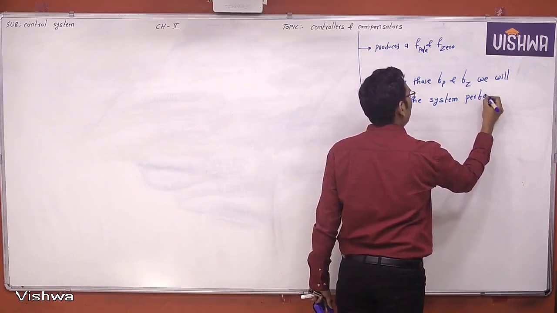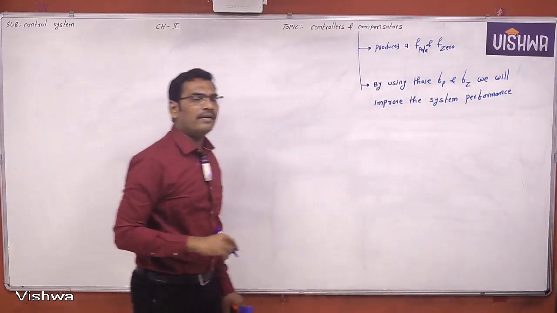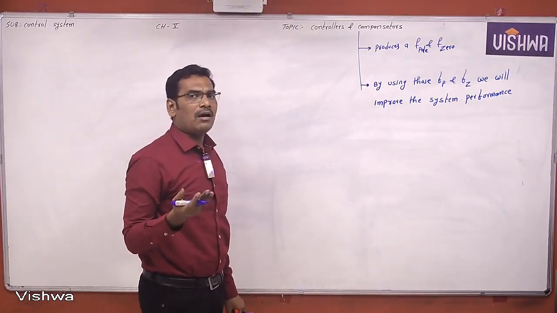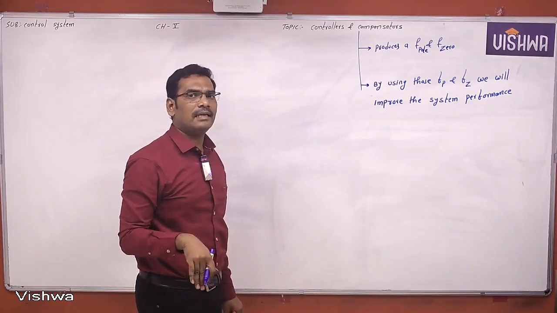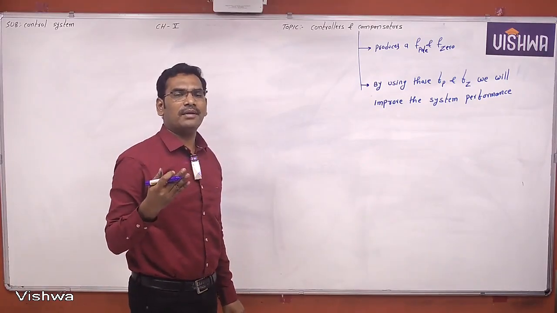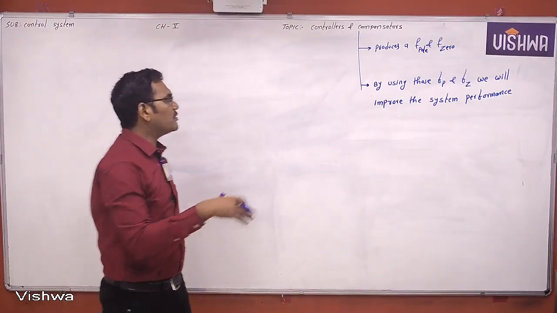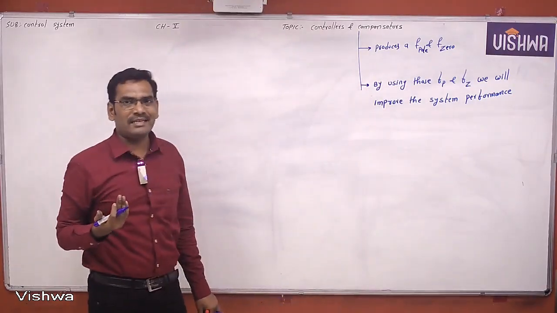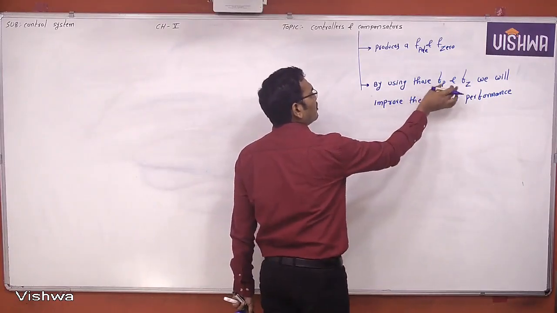So what is the meaning of that? We will improve the system performance, means what? It means it improves the stability, or it decreases the error, or it increases the system stability, or it decreases the system stability. So these finite poles and zeros are useful to improve the transient state behavior or the steady state behavior. First of all, I require finite poles and finite zeros.